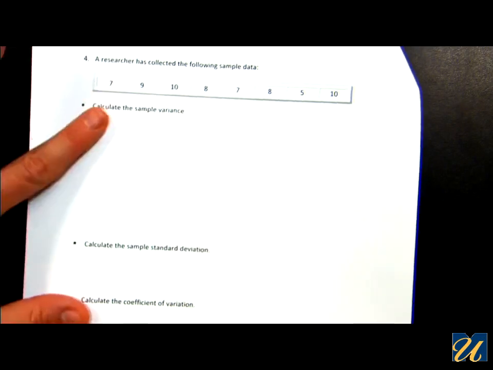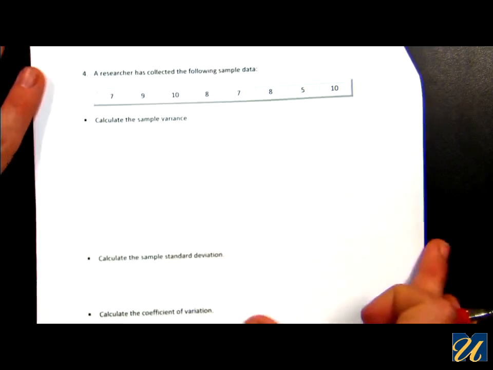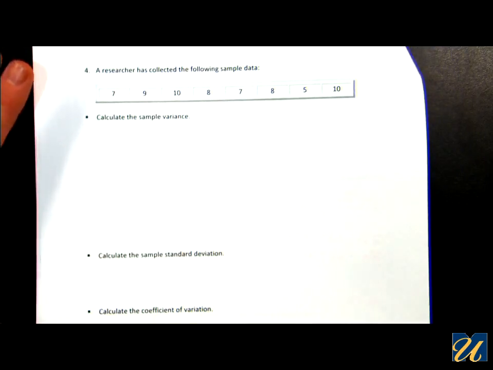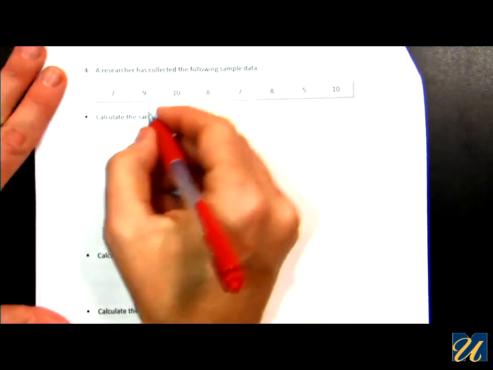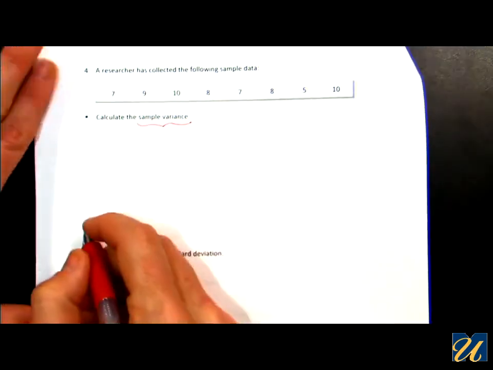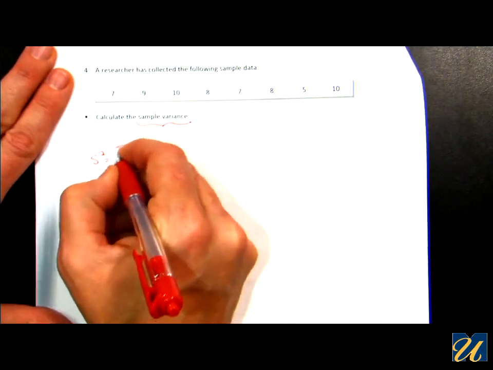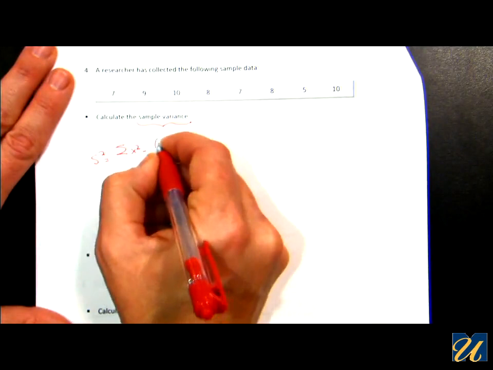Problem number 4. A researcher has collected the following sample data. Calculate the sample variance, the sample standard deviation once again, and the coefficient of variation. So we repeat the same process for a different data set. To find the sample variance, this is your S squared. We write down once again our formula. That's the first thing that you want to do.